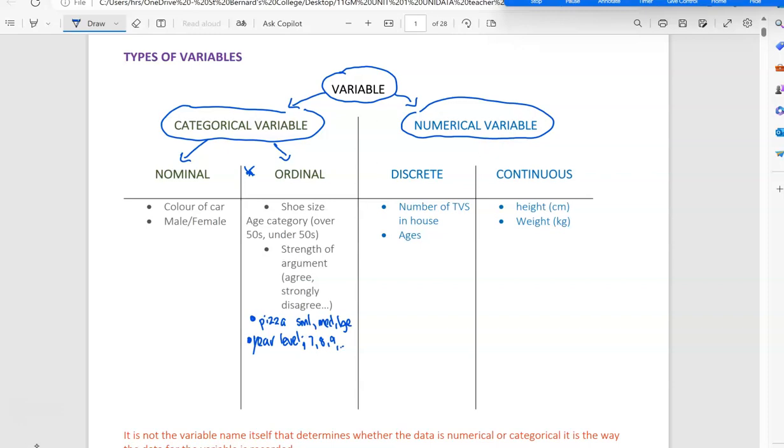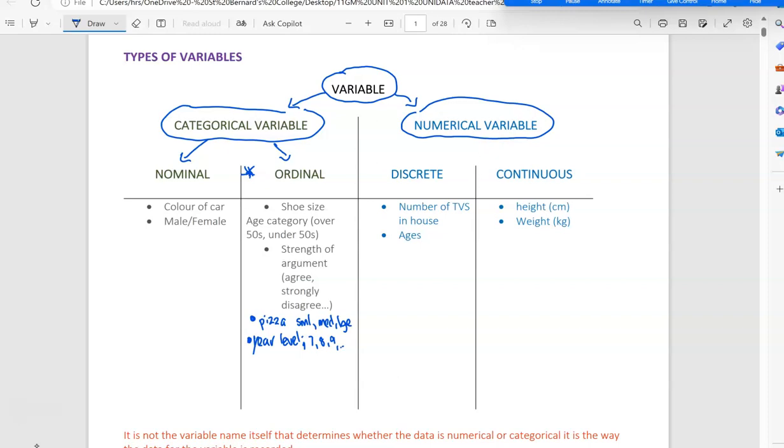Okay, so that was ordinal. Then you have nominal. Nominal is when it's categorical, but there's no ranking or order to it. Say we walked around and asked everyone in this class what color their car was that they came to school in today. There's no order in red and blue and green. So that's called nominal.